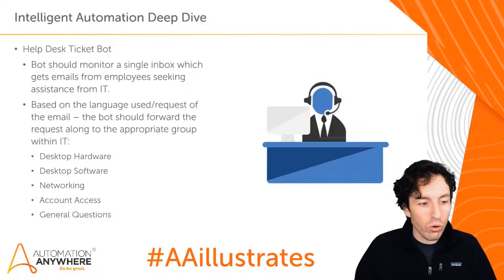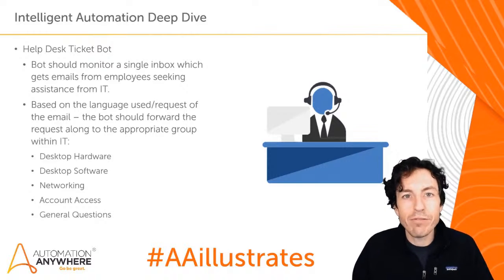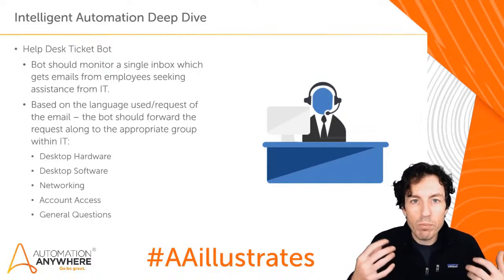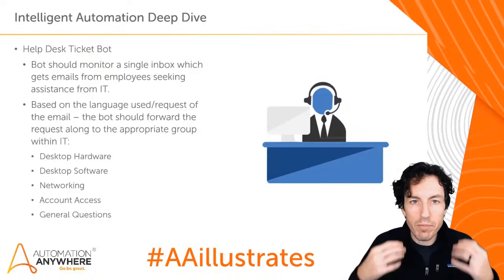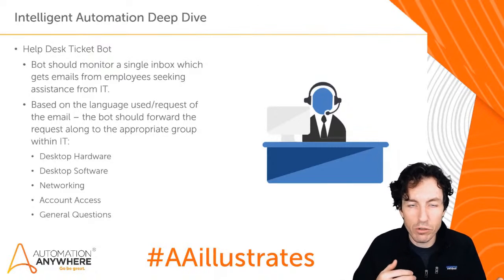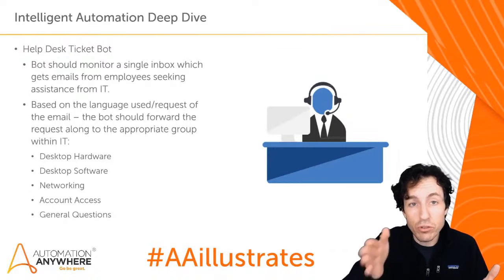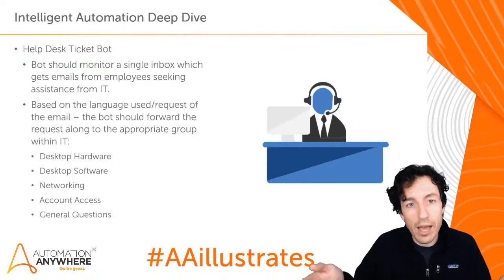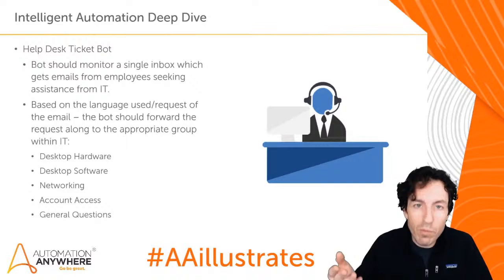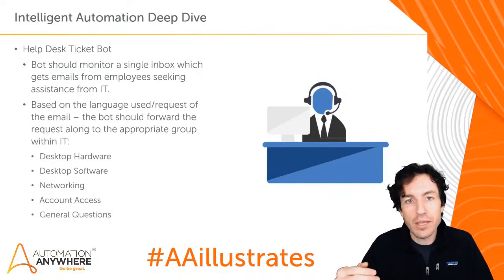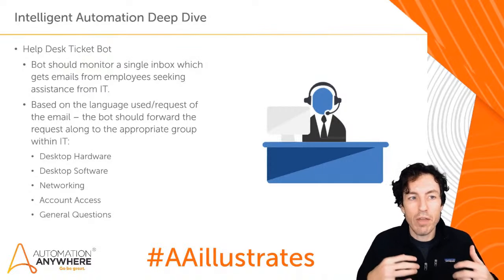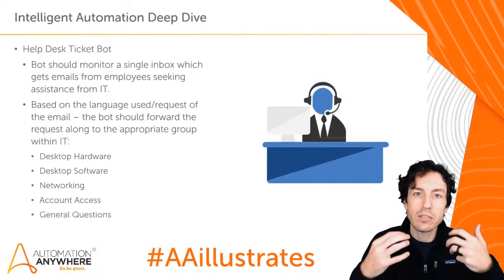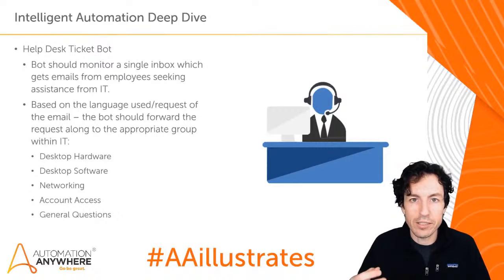So our goal is to say, of those 5 different categorizations, how do we build a bot that's able to automatically classify the incoming email to one of these different groups, send that email to that group, and then reply back to you letting you know, hey, we got your email, someone from the desktop hardware team is going to look into it, right? So that's the bot that we're going to try to build, and that's the use case that we're going to try and tackle here.